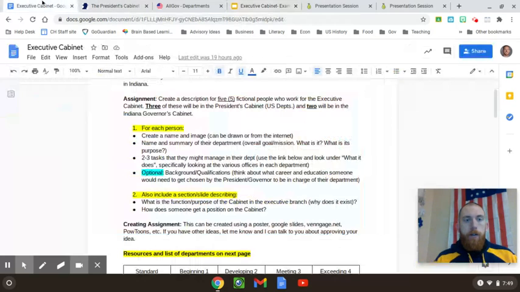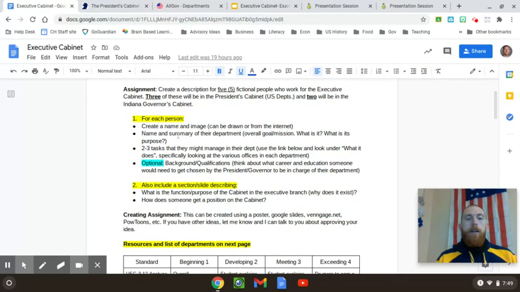And then whenever you are doing your 5 people, you're going to want to create a name, an image of your person. So this could be a celebrity, it could be a fake person you make up, it could be one of your friends. Whoever you want to pick, that's fine with me. Then you're going to put the name of the department and the summary of what that department does. So what's their goal and mission? What's its purpose? And then you'll find 2 to 3 tasks that someone who's managing that department might be overseeing.